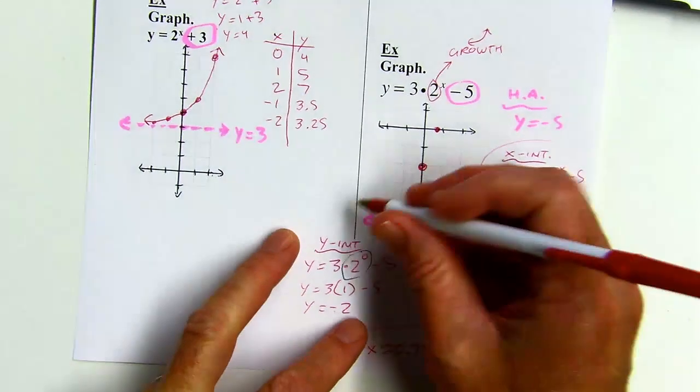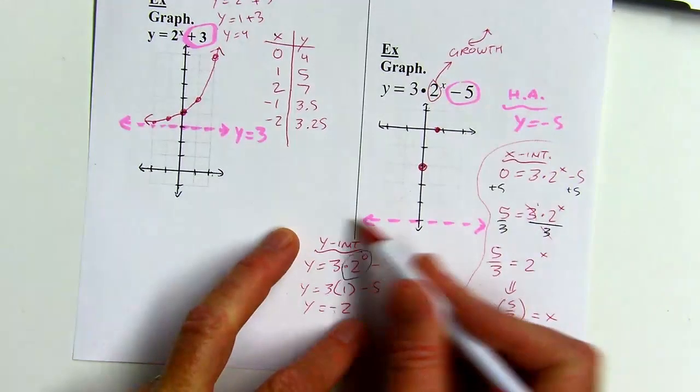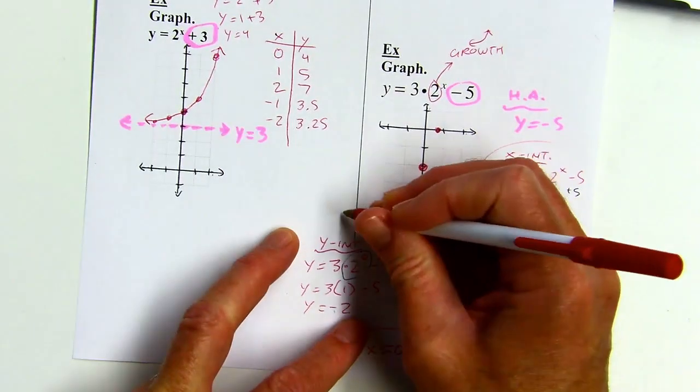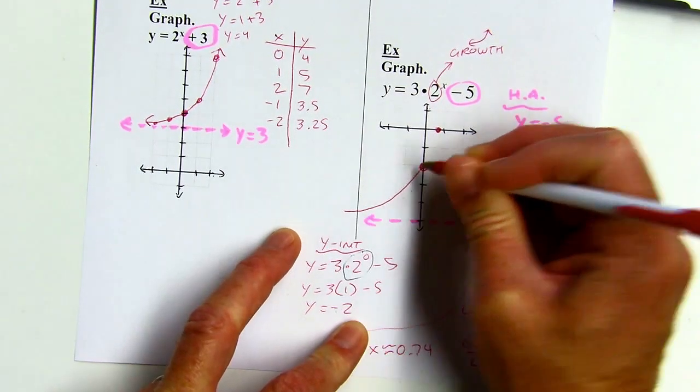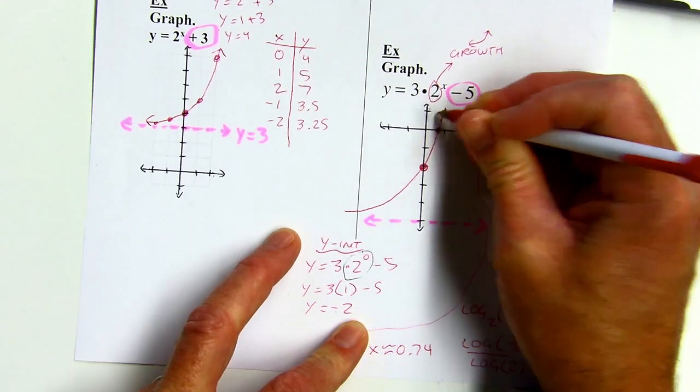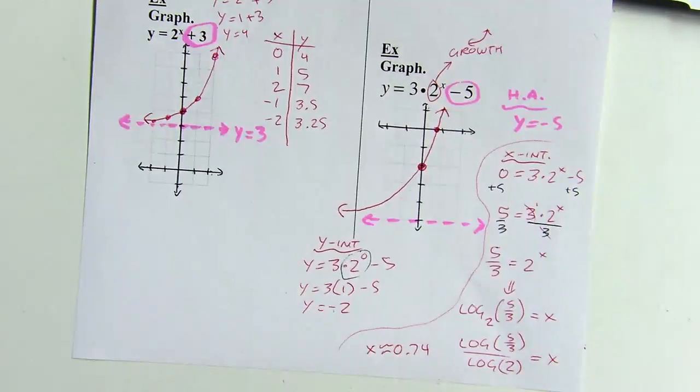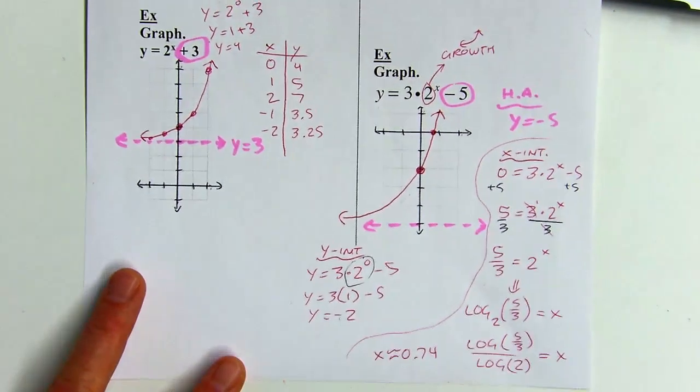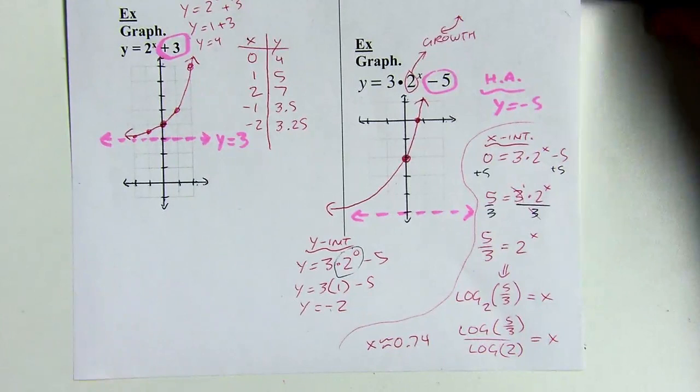So I'm just going to make a curve that goes through those 2 points, and also I'm going to use the asymptote as a guide. And you could find more points if you wanted to get even more accurate with your curve, but that's a pretty decent graph right there. Okay.